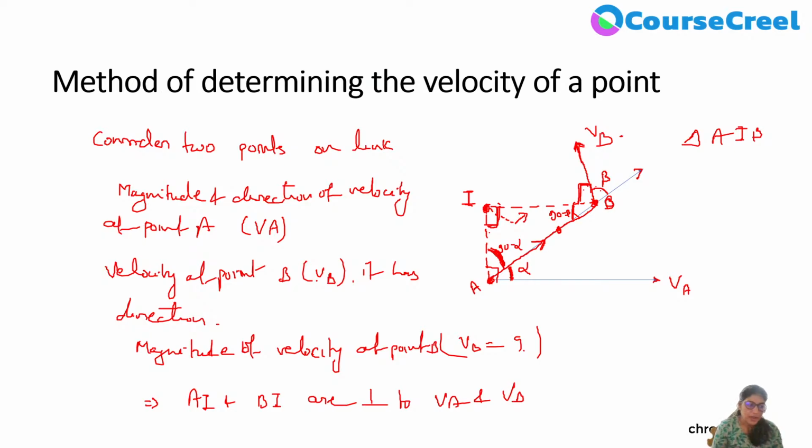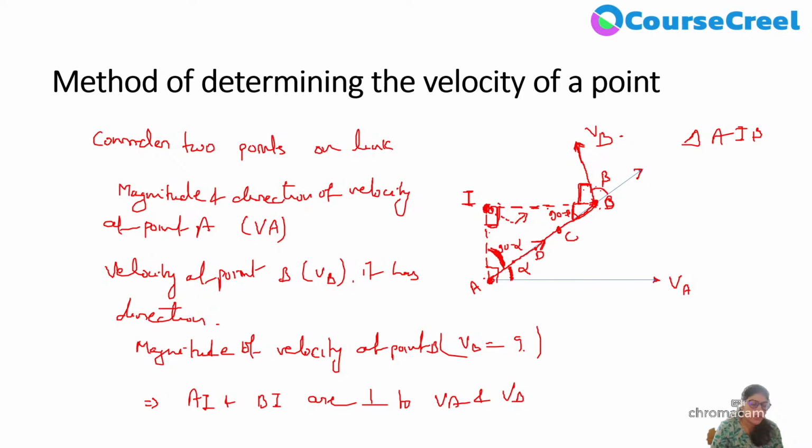Instantaneous center. Suppose we are considering the instantaneous center for link AB, with points A, B, or suppose there is a third point C, and a fourth point D. So the instantaneous center will be common for each and every point lying on the same link. The rigid link rotates instantaneously with respect to one instantaneous center in a particular direction.